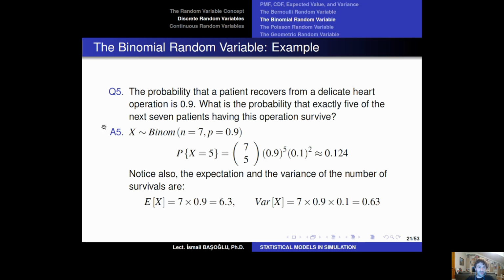Well, actually, we are talking about the binomial random variable here, where the number of independent repetitions of the same experiment is 7, and the success probability is 0.9. And we are looking at the probability of exactly 5 patients to survive. Probability of x being equal to 5 is equal to 7 choose 5, then the success probability to the power 5, and the failure probability to the power 2, and that becomes 0.124.